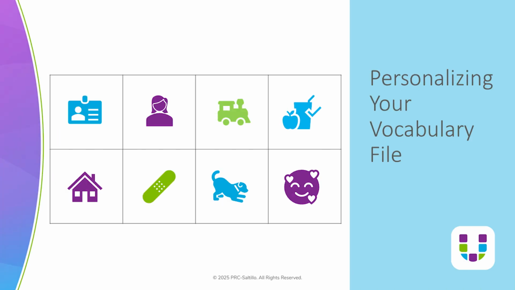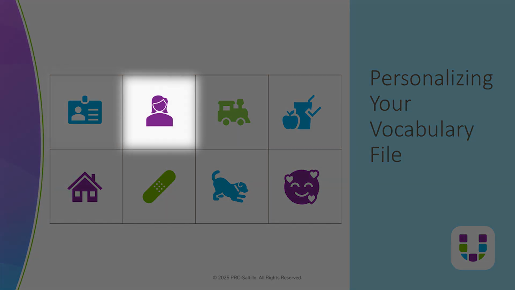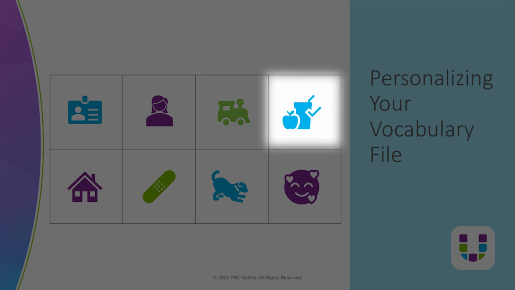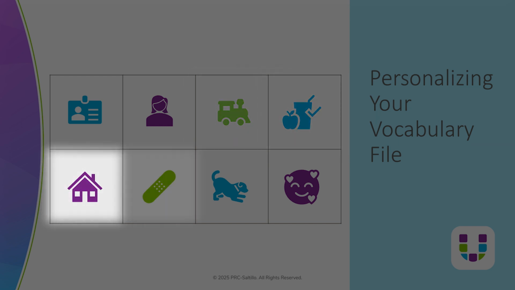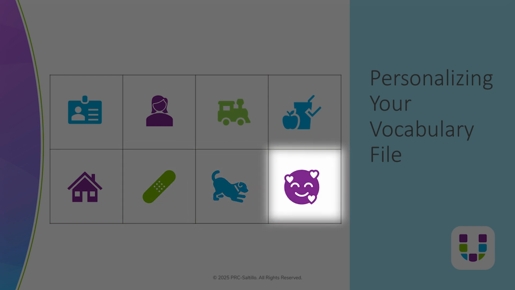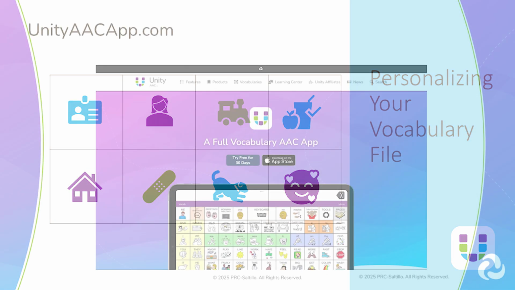Use the Making It Personal planner to brainstorm some words you may want to add. Things like their personal information, people in their life, things they enjoy doing or playing with, favorite foods and drinks, places that they go to, medical information, pets or favorite animals, or any other favorite things, places, people, or sayings. Having these words available can help motivate your AAC learner to be engaged in communicating about things that are important in their life or that they enjoy.